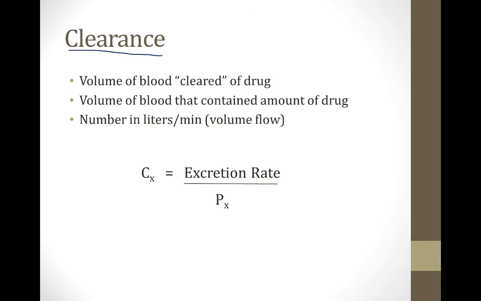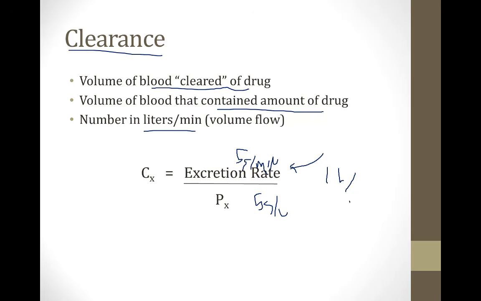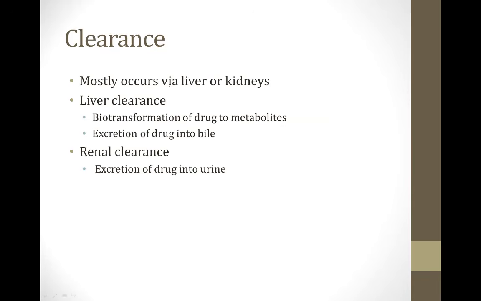So back to our slide, clearance represents the volume of blood cleared of a drug. It's the volume of blood that contained the amount of drug that the kidneys removed. It's a number in liters per minute or volume flow that the kidneys are clearing, and we can calculate it by taking the excretion rate, for example, 5 grams per minute, if that were the excretion rate of a drug, and then dividing it by the plasma concentration. For example, if the plasma concentration were 5 grams per liter, we could put that on the bottom, and then we divide these two numbers, and we would get a clearance rate of 1 liter per minute for drug X by the kidneys. Clearance of drugs mostly occurs via the liver or the kidneys.